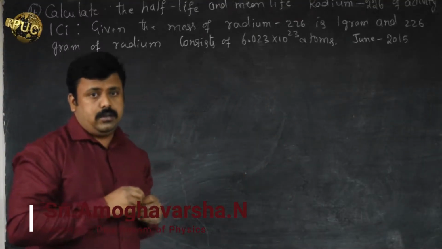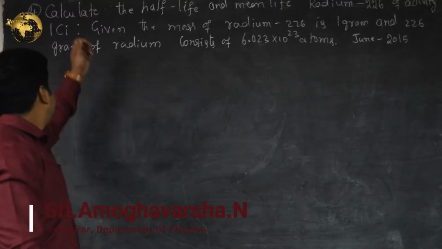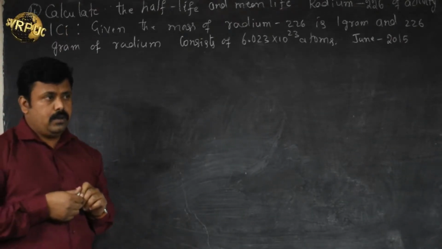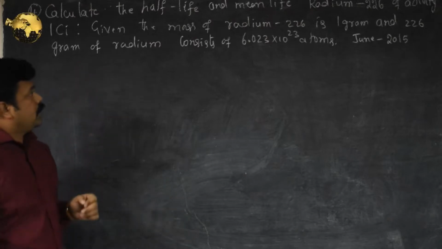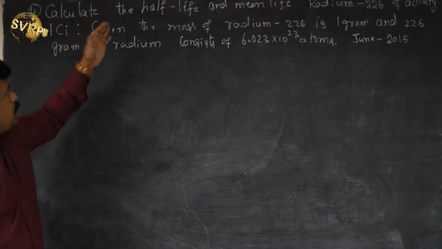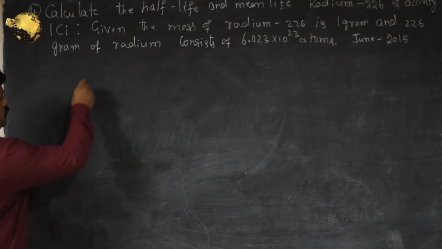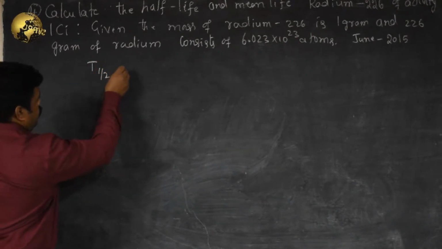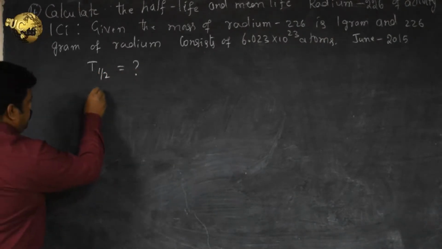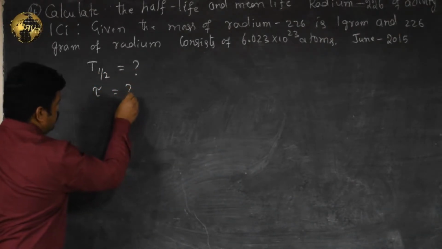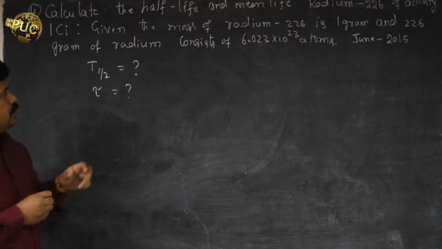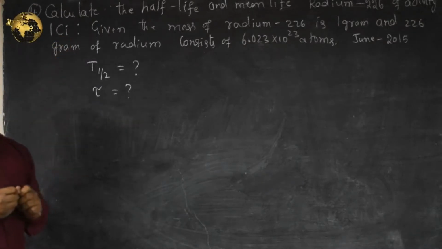Let's start with question number 4 from the unit 9 and 10. This is from the chapter Nuclei. So here, calculate the half-life, that is half-life t half, and mean life tau, you can use to represent the mean life of radium 226 of activity 1 QV.